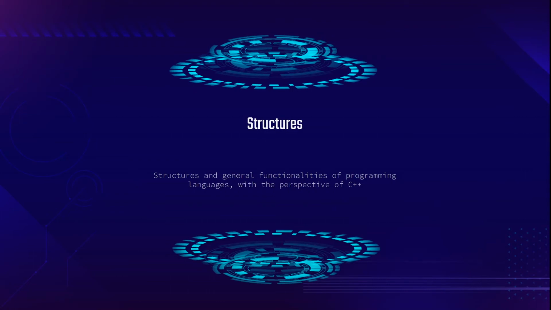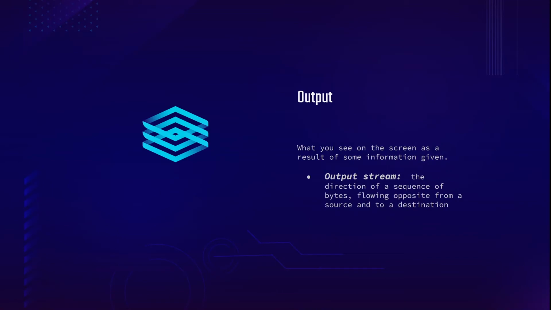Structures and general functionalities of programming languages with the perspective of C++. So, output. We already gave it a definition in the first of the 0 videos, but output is what you're going to be seeing on the screen as a result of some information given. It's a little more precise.